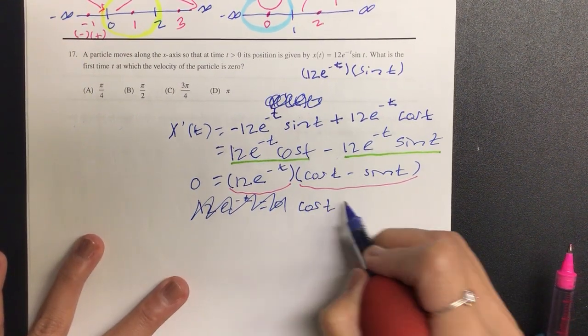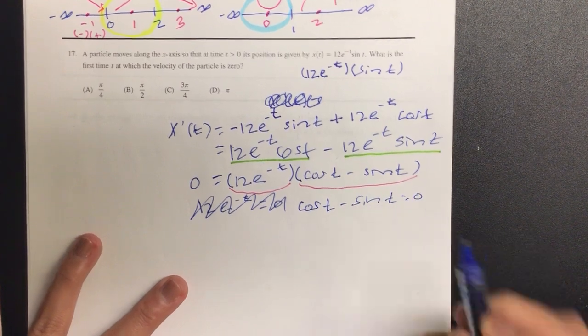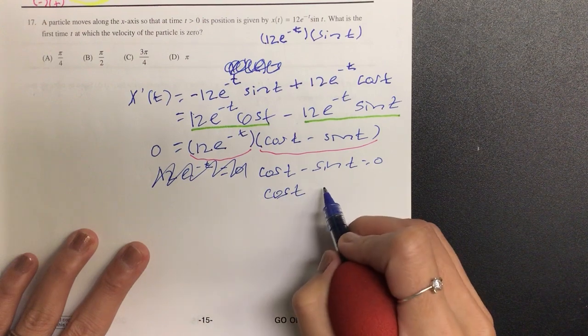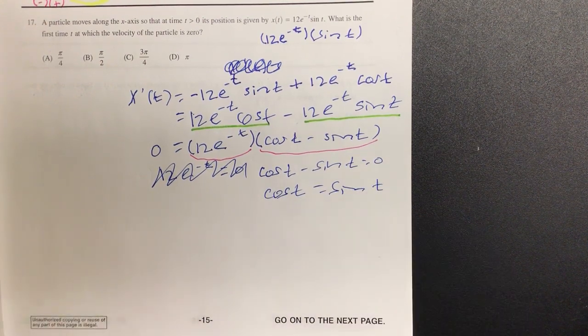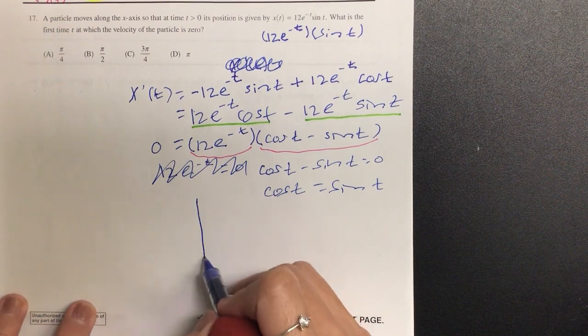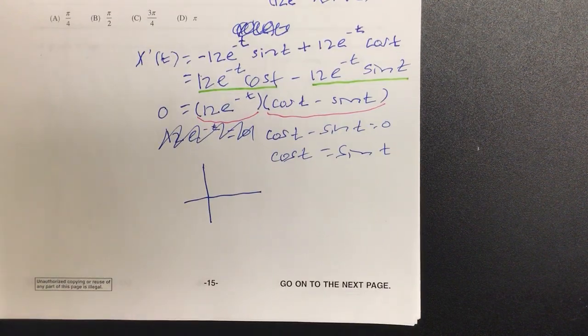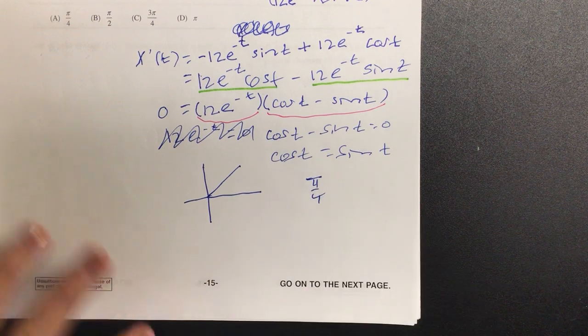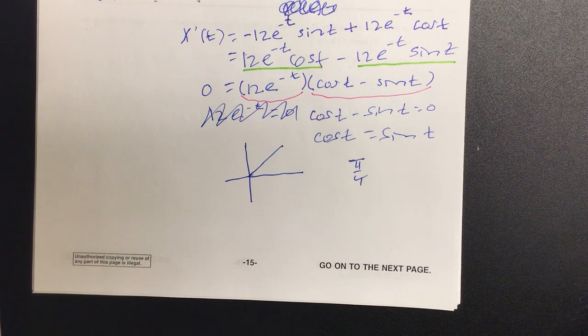If I say cosine t minus sine of t equal to 0, I can move them over and say, well, when is the value of cosine t equal to sine of t? If you think about your graph, where do I have cosine and sine being the same? At pi over 4. And that's going to be a. Anyone need detail on pi over 4? Or are we okay? We're good? Okay.